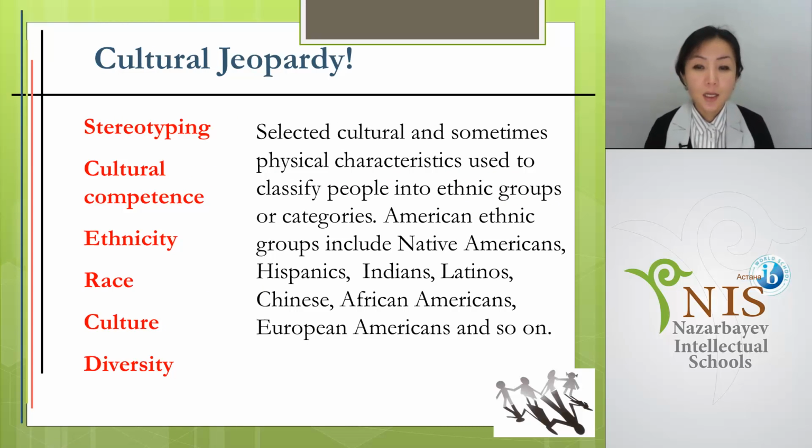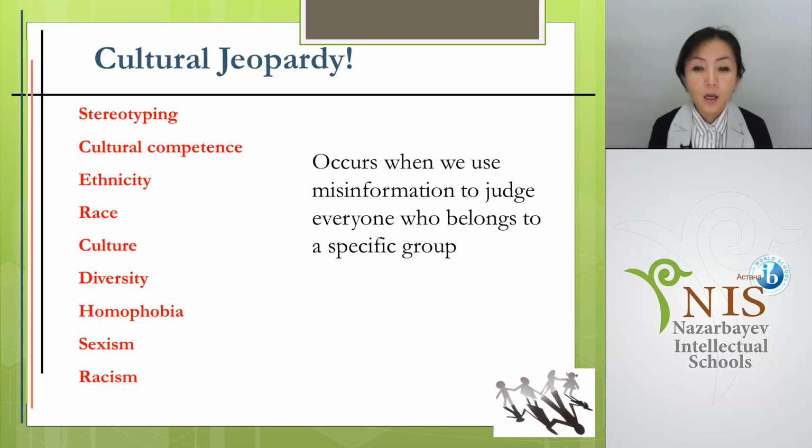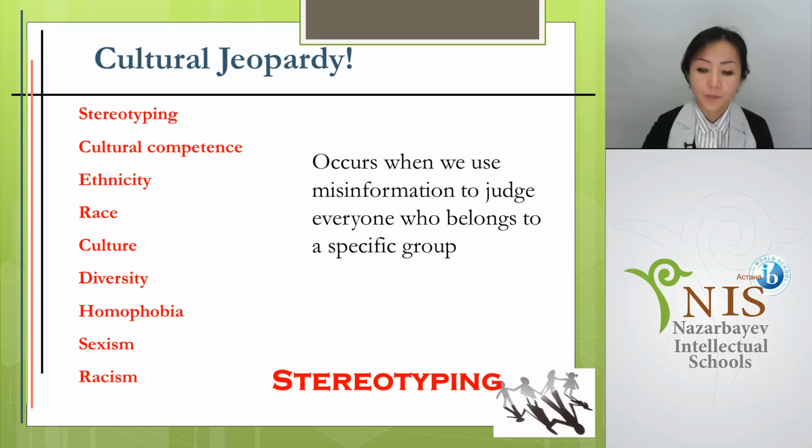For example: selected cultural and sometimes physical characteristics used to classify people into ethnic groups or categories. American ethnic groups include Native Americans, Hispanics, Indian, Latinos, Chinese, African Americans, European Americans, and so on. Which one is it? This is ethnicity. Next. Occurs when we use misinformation to judge everyone who belongs to a specific group. Which one is this? This is stereotyping.